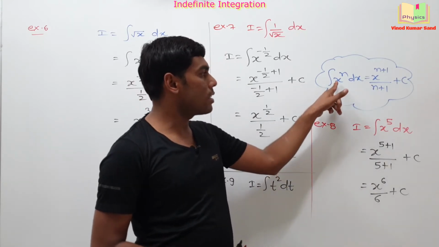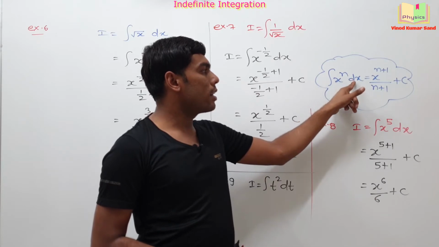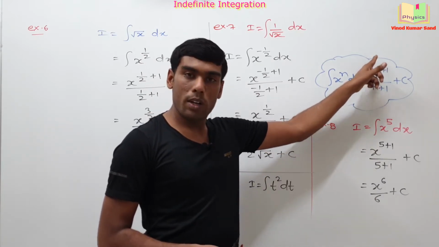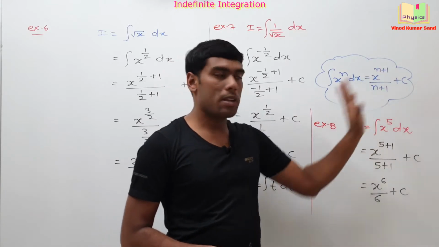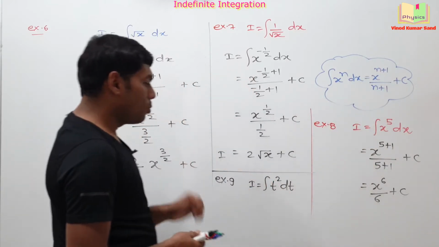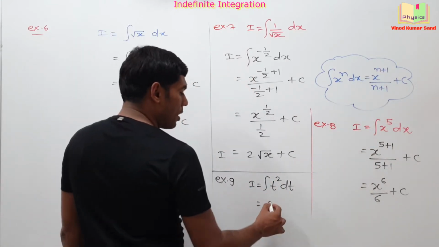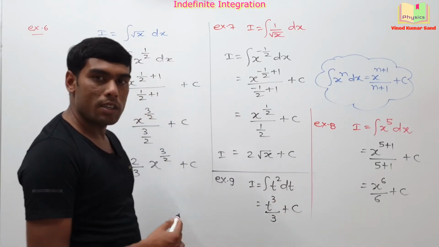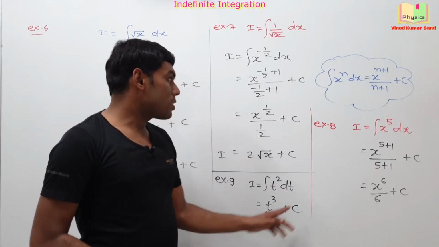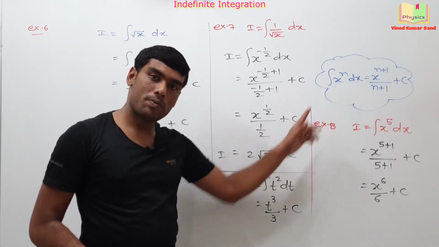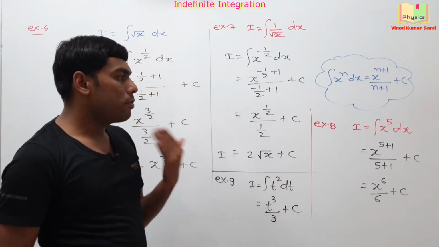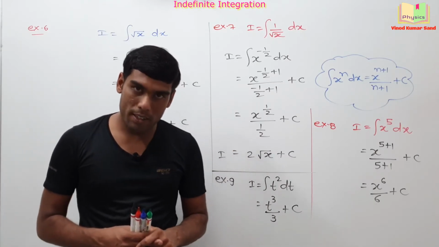You can think this as t to power n dt. Then answer will be t to power n plus 1 divided by n plus 1 plus some constant c. Now post your answer. T cube by 3 plus some constant c. I hope you understand how you get this answer. Okay, note it down and then we'll be taking up example number 10.